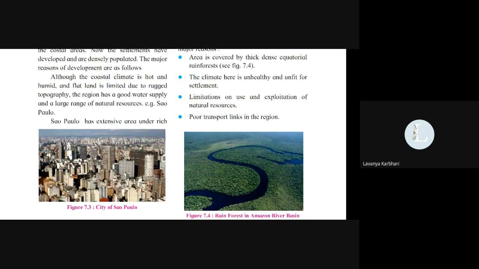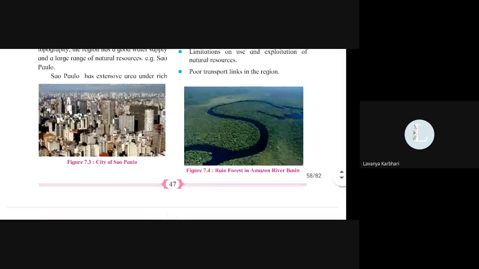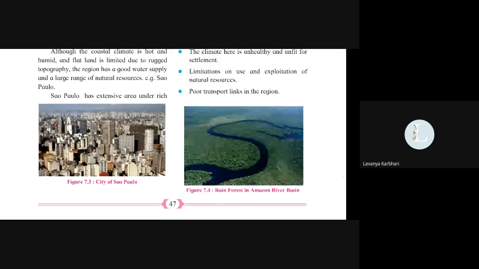Limitations on use and exploitation of natural resources. Okay, so in that region we cannot find many natural resources. But we know that we need natural resources for our development, and in the central part it is very difficult to find natural resources. Also, poor transport links in the region. Okay, in that region it is very difficult for transport also.